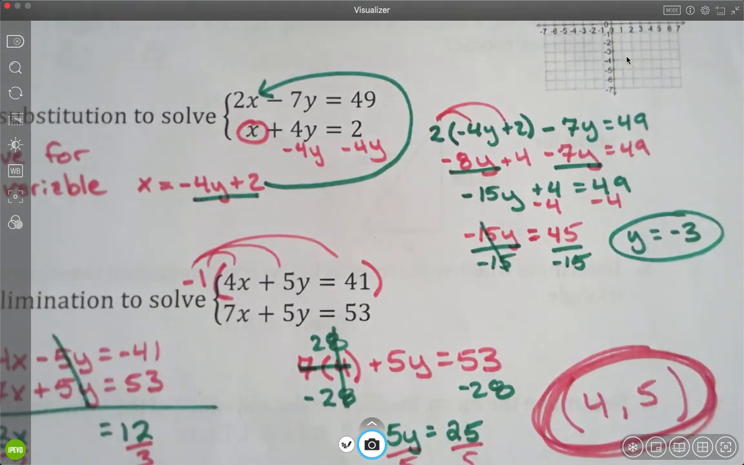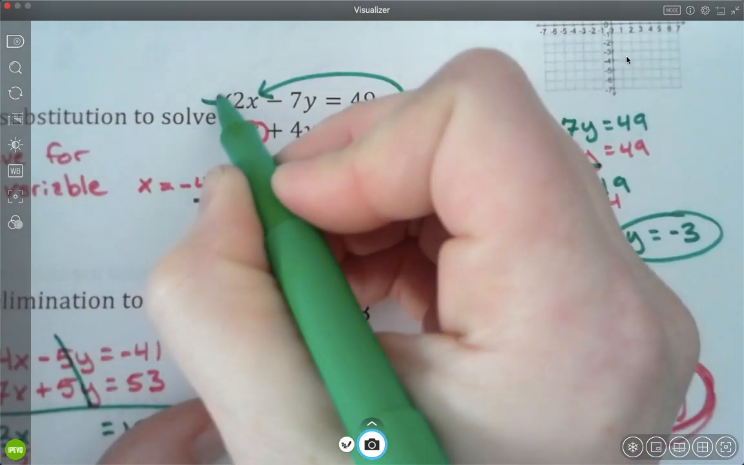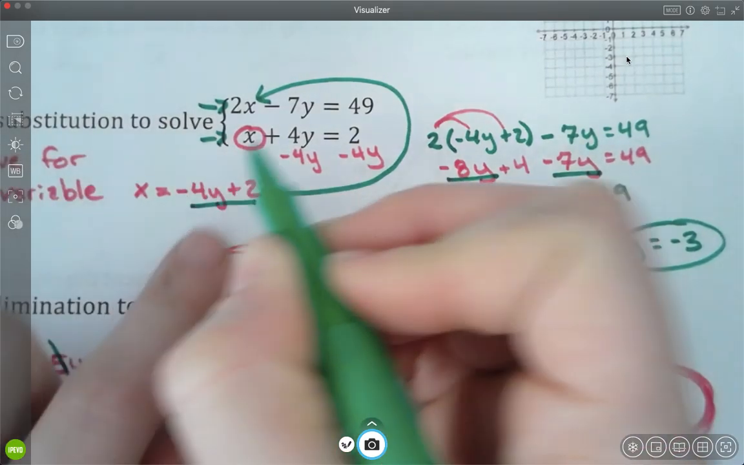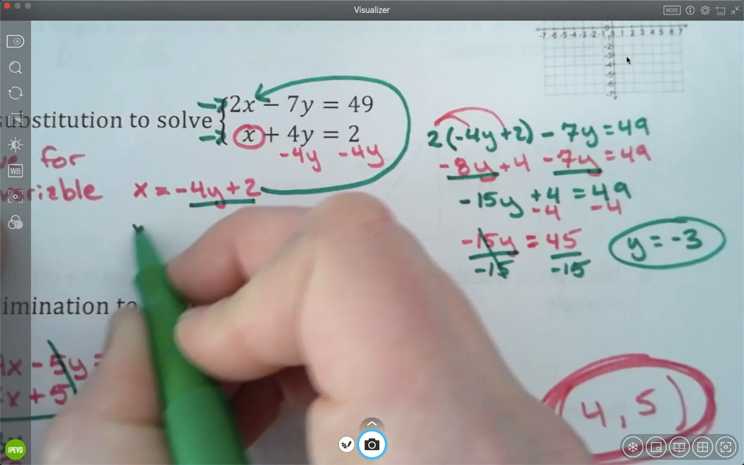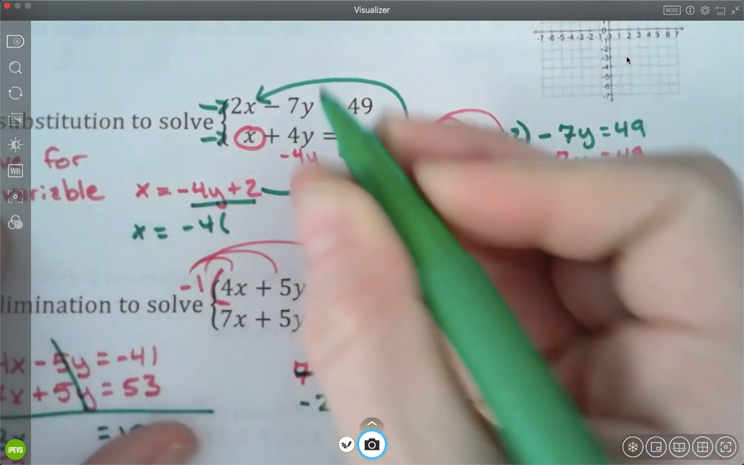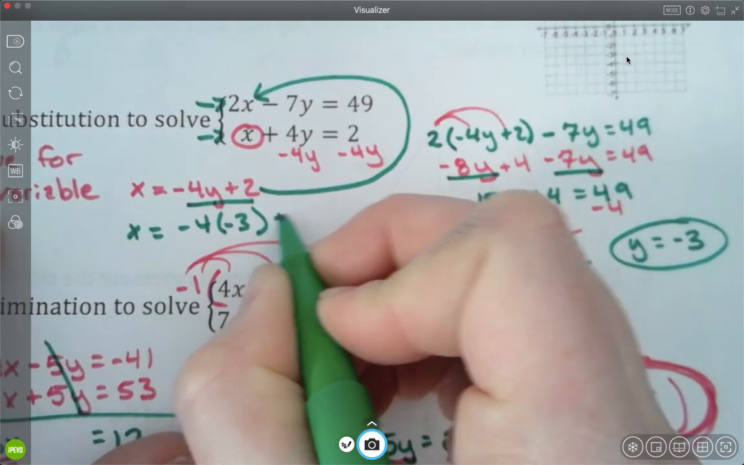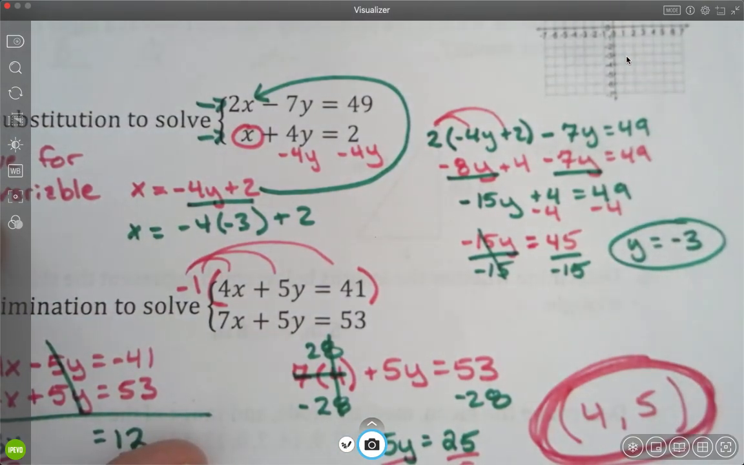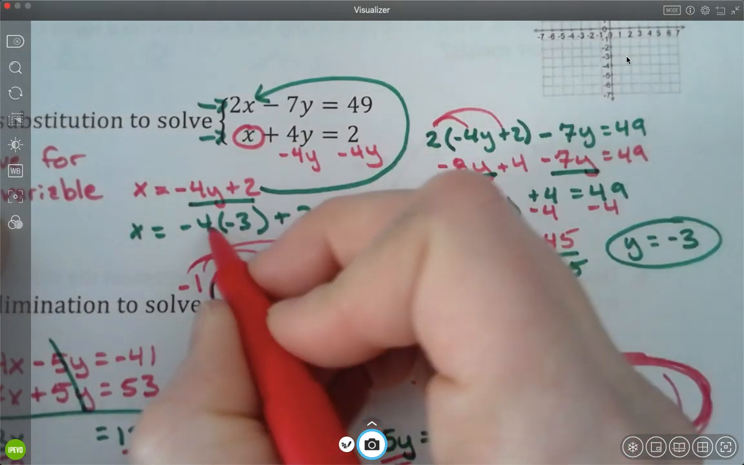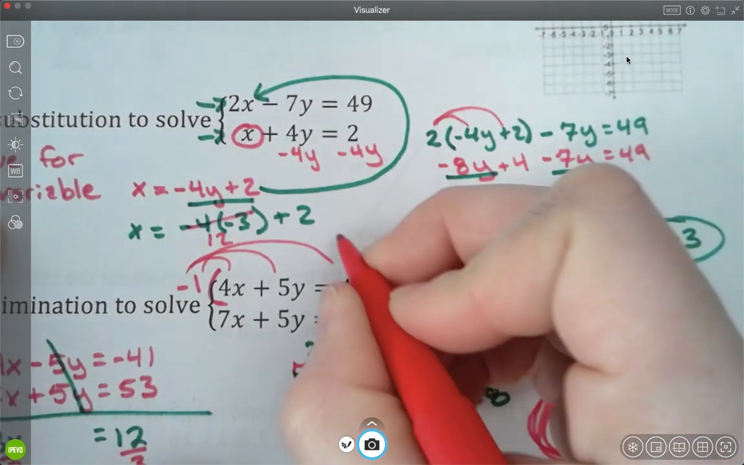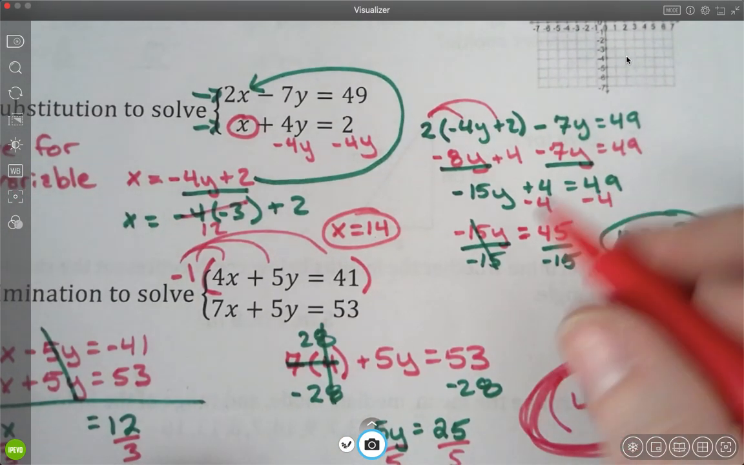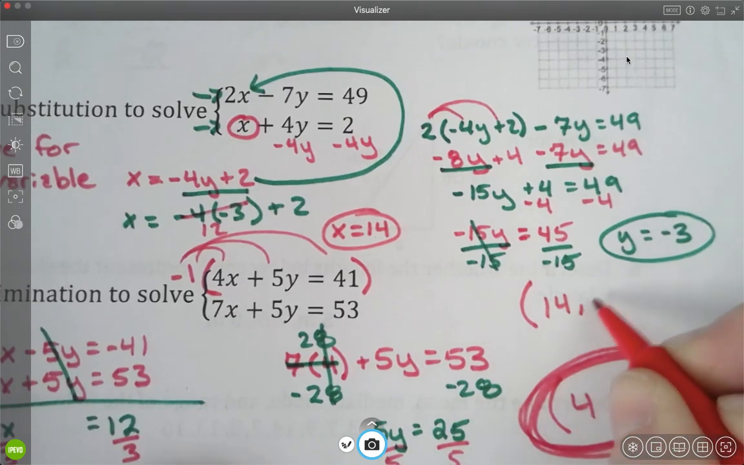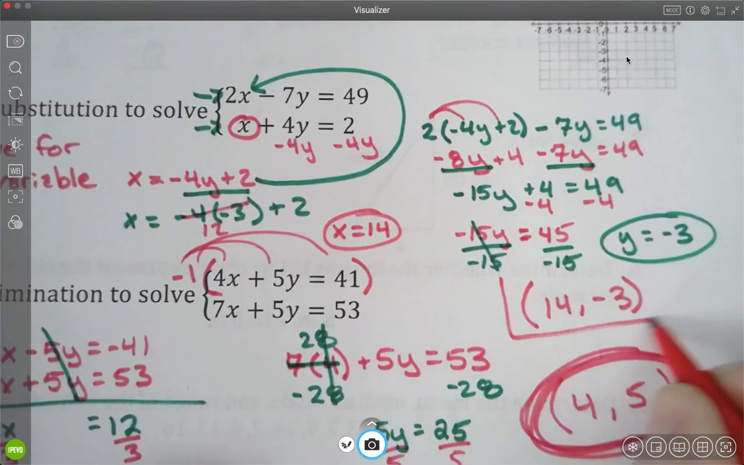Where would you like to plug it into? The x equals. Yes, so I can plug it in here. I could plug it in here, but really we've solved that bottom equation for x. So we can just plug him in down here. Negative 4 times negative 3 plus 2. X equals 14. Yes. Negative 4 times negative 3 is 12, plus 2 is 14. So the point that I have is 14 comma negative 3, and why do I care about that point? Because it's where they intersect.